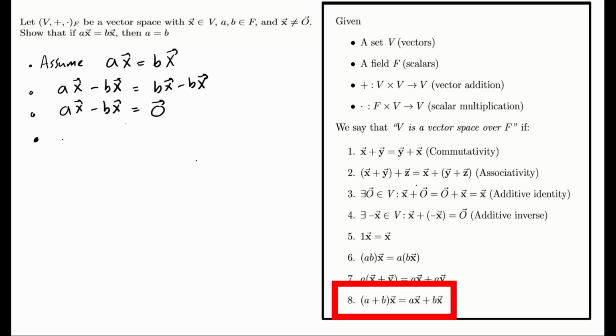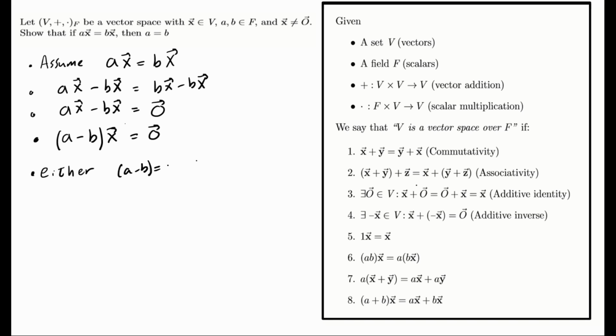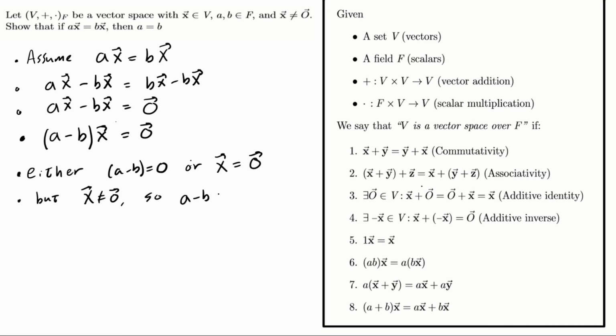Now, using property 8 of the definition of a vector space, I can factor out the vector x. And now, using the theorem that we just proved, we have either a minus b is equal to 0 or x is equal to the zero vector. But we know that x is not equal to the zero vector, which means a minus b is equal to 0. So this means that a equals b. Therefore, we've shown that if a times x is equal to b times x, and using the assumption that x is not the zero vector, then a is equal to b.